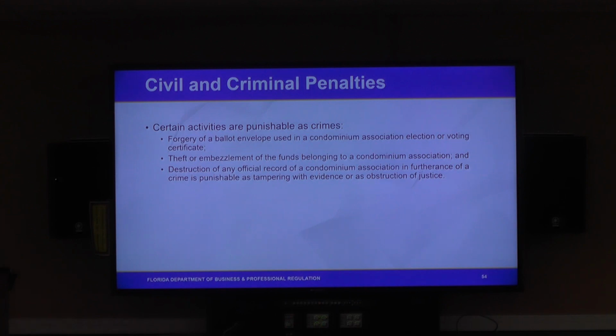Forgery of a ballot envelope used in a condominium association election or voting certificate. Theft or embezzlement of the funds belonging to the condominium association. Destruction of any official record of a condominium association in furtherance of the crime is punishable as tampering with evidence or as obstruction of justice.